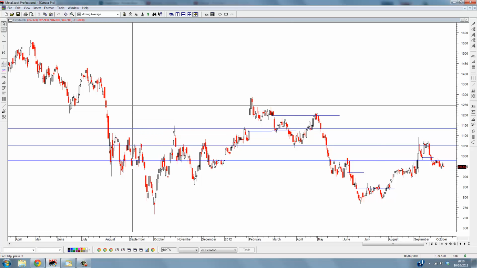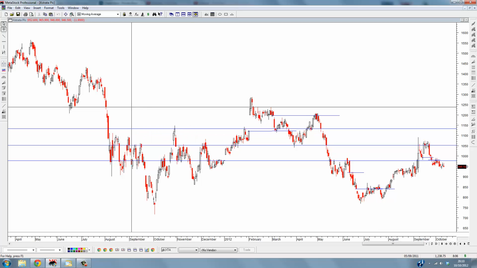I could keep showing you more examples of gaps. There's so many of them. But I hope this little video would help you in understanding the relevance of gaps and how they form good support levels and resistance levels.